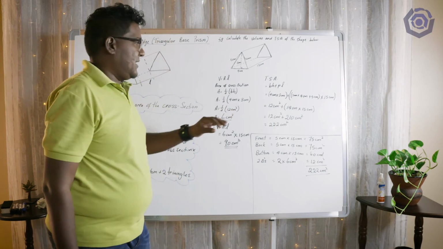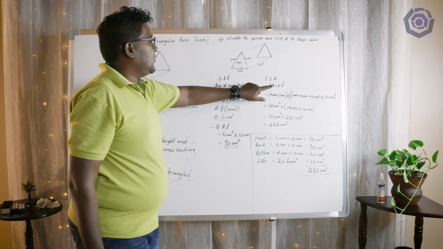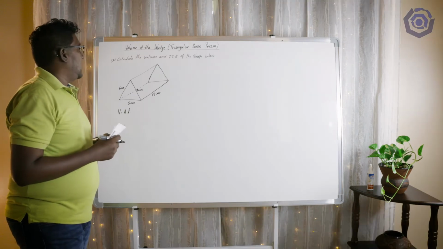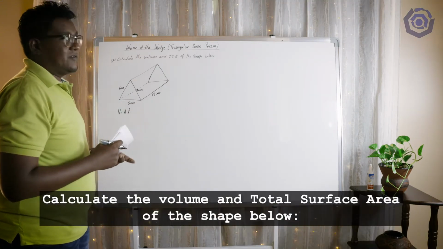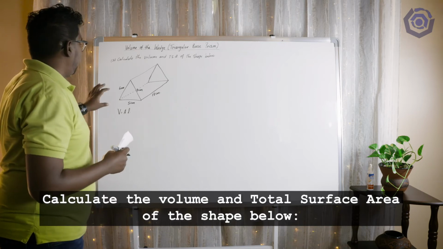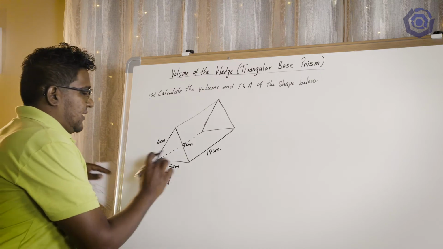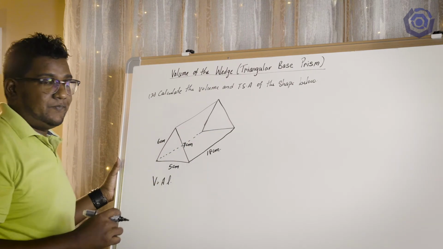But just remember that in order to use this, we must know the height, and to find the perimeter, we must know all three sides. Let's look at another example. Calculate the volume and total surface area of the shape below. Now, if you notice with this one, we don't have any height. We're given the length of our three sides and the length of the shape.